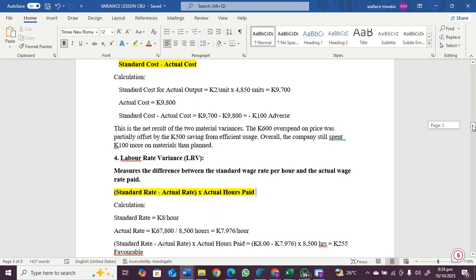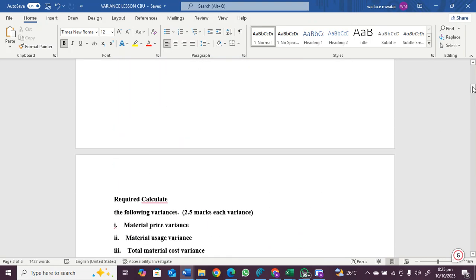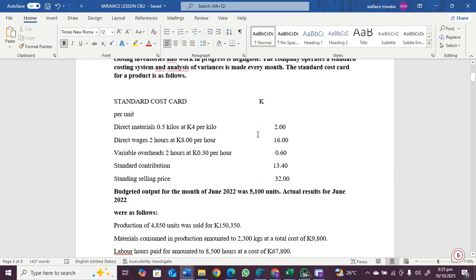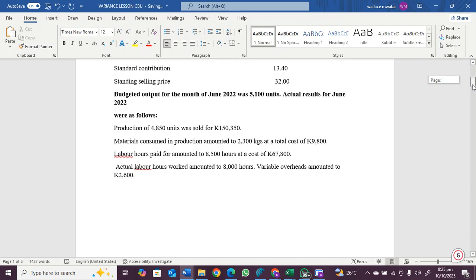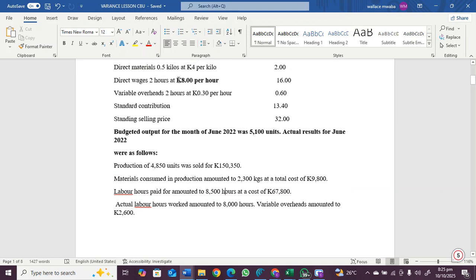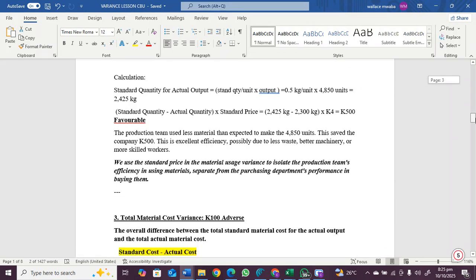So according to our cost card, our labor rate is here, 8 kwacha per hour. We've been told the amount of hours that was paid for was 8,500 hours. So we see, according to our standard cost card, what were we supposed to pay for labor? You're going to say 8 kwacha per hour times 8,500 hours.